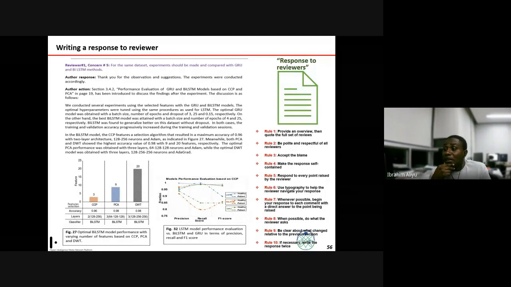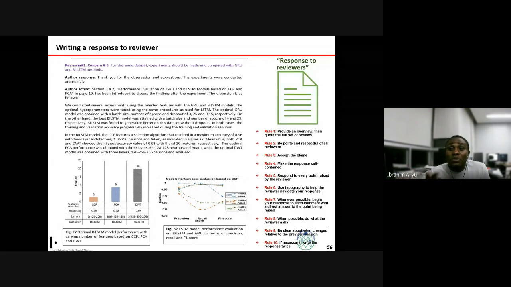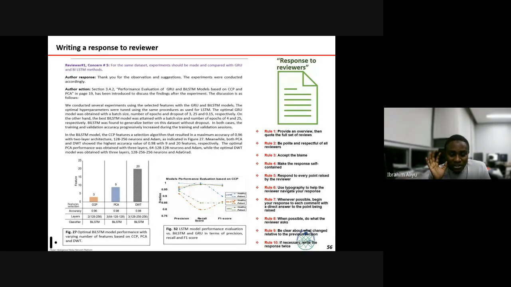Rule two is be polite and respectful of all reviewers. So you can see in our response, we said, thank you for your observation and suggestion. The experiments were conducted accordingly. And then they said, accept blame. You get it. It's not in your good interest to fight with the reviewers. Whatever they said, always accept blame. This will save you. They can decide to reject your paper.